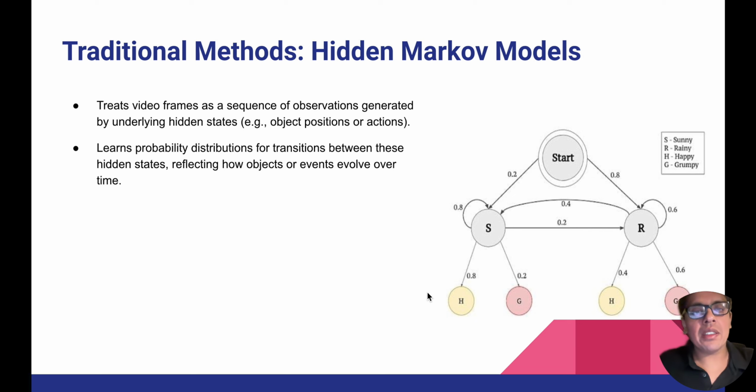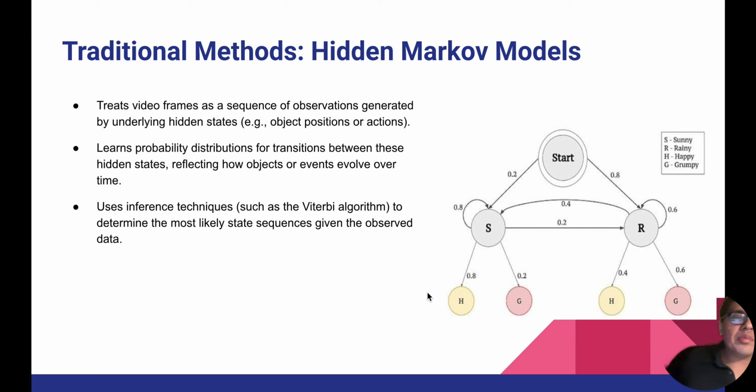So the Markov models again have their uses. They learn probability distributions for transitions between states, hidden states. And they talk about how objects evolve over time and allow you to essentially do sort of prediction, quote unquote, on the state of the system. The inference techniques, such as the Viterbi algorithm, are used to determine the most likely state sequences given the observed data. And don't worry about the Viterbi algorithm.